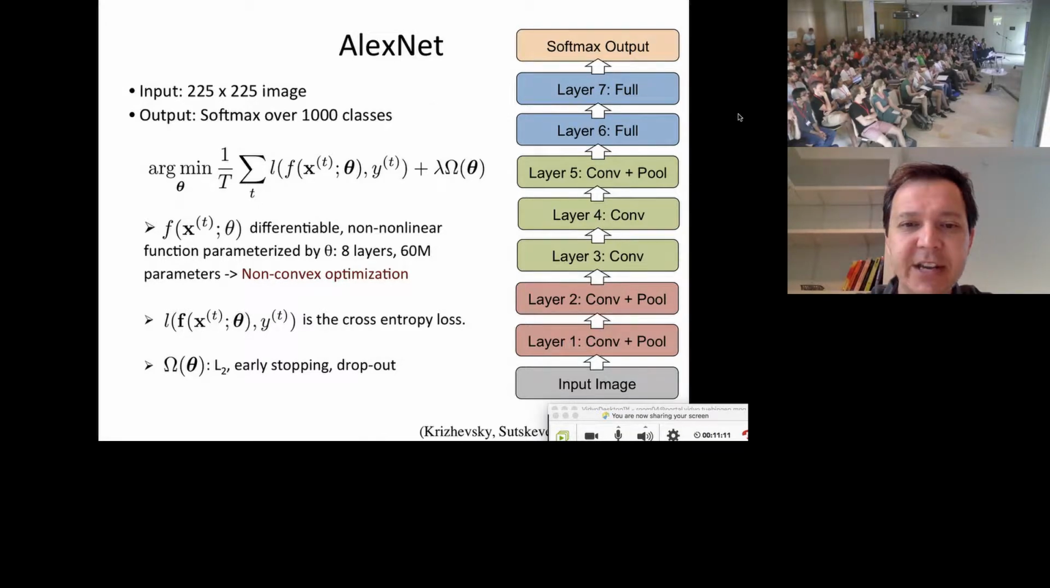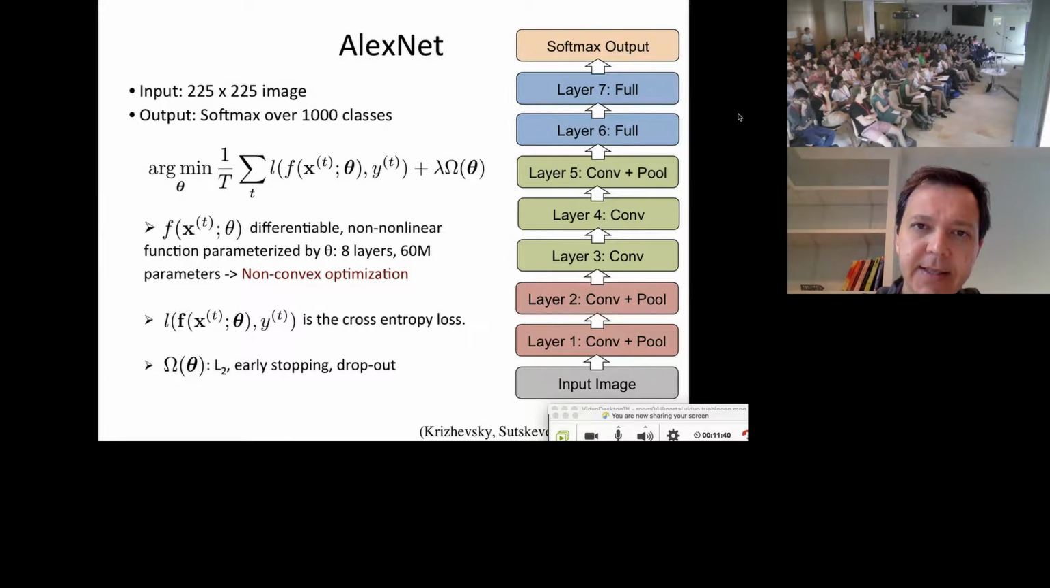In fact, the whole parameterization, in this case the famous AlexNet model, is going to have 8 layers. It's going to have about 60 million parameters, and it's a highly non-convex problem to optimize. The loss function is your regular cross-entropy error loss. And the regularizer, for example, in this case could be L2, or it could be dropout and early stopping. In this lecture, I'll go through different kinds of regularizers, because I think regularizers are very important for training these models.